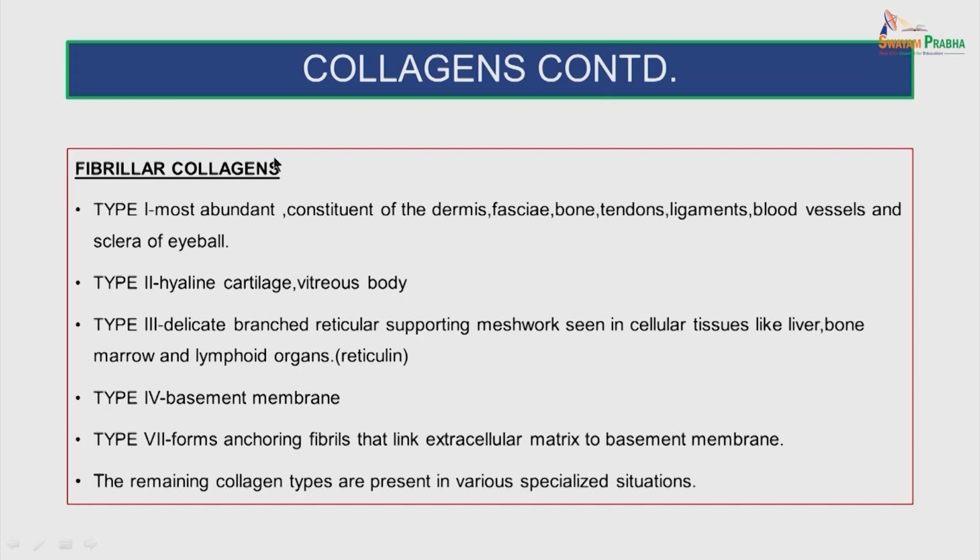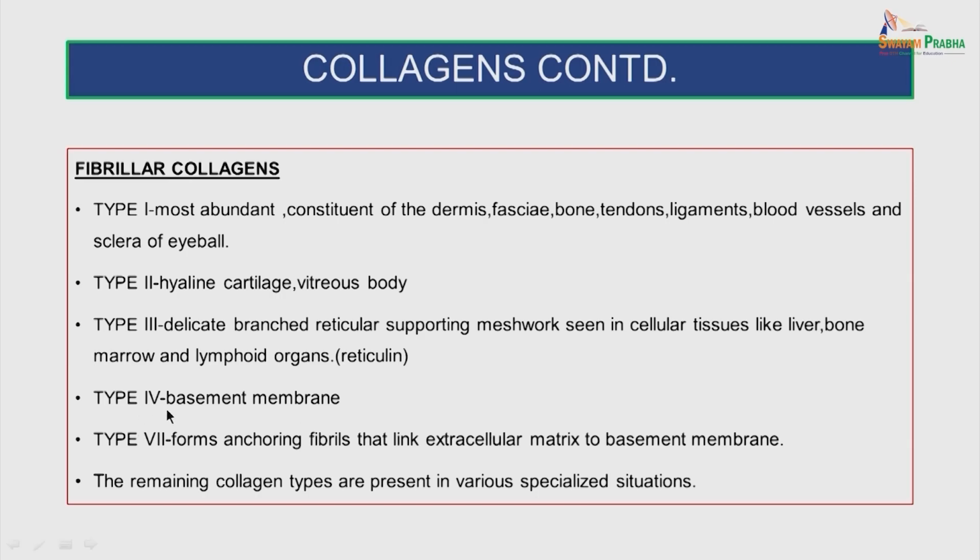The fibrillar collagens. So the type 1 is most abundant. It's the constituent of the dermis, fasciae, bone, tendons, ligaments, blood vessels and sclera of the eyeball. The type 2 variety is seen in hyaline cartilage and the vitreous body. The type 3 is in the delicate branched reticular supporting meshwork seen in cellular tissues like liver, bone marrow and lymphoid organs.